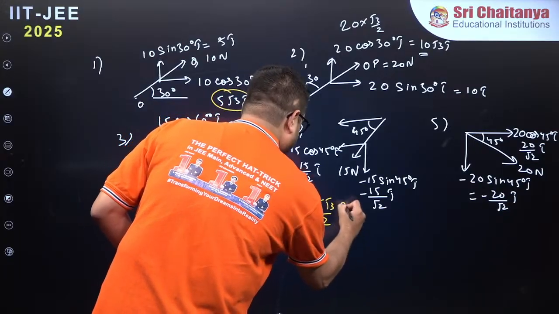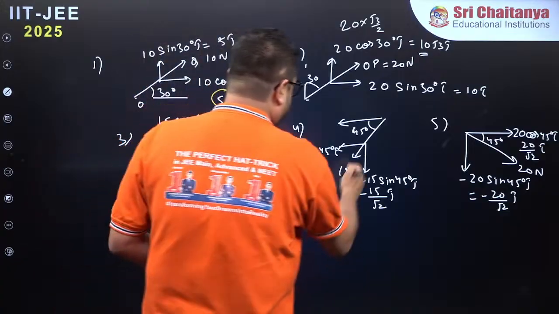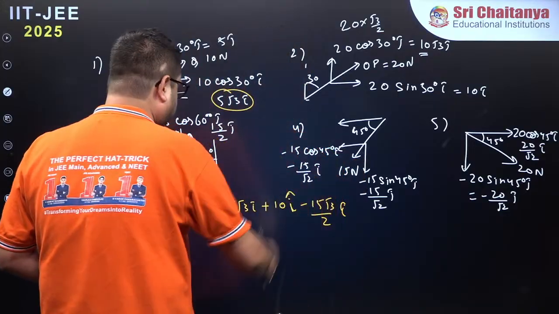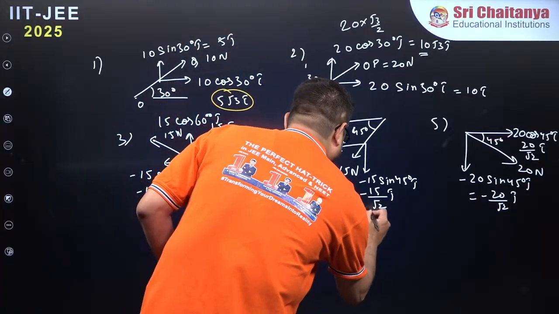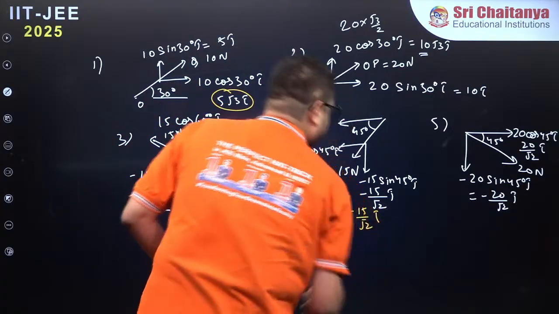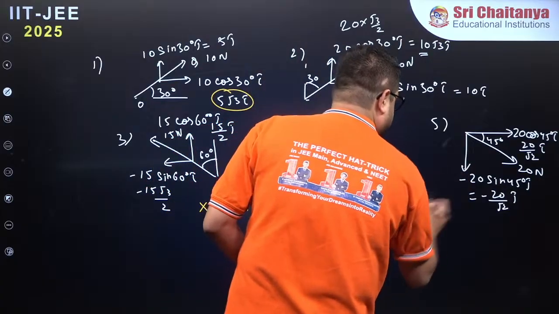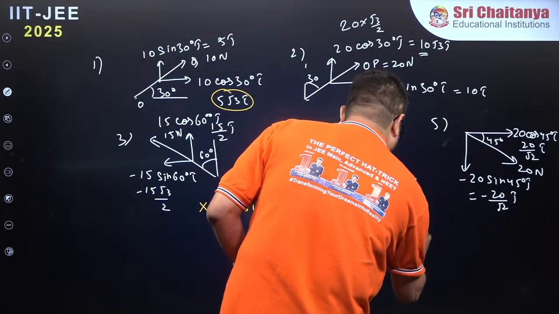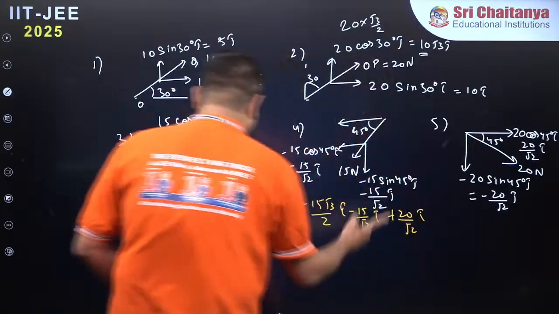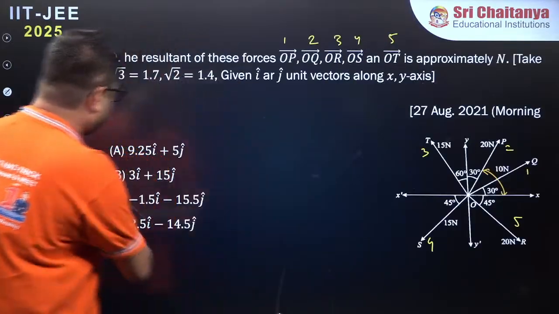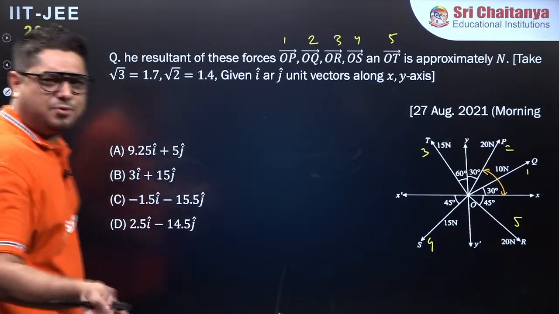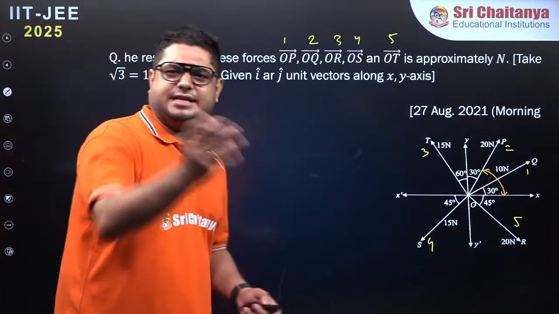i cap, this is what we can write down over here, followed by the value of the fourth vector in the fourth quadrant, which was minus of 15 by root 2 i cap, followed by this, which we were getting as plus 20 by root 2 i cap. So you need to add this up. Similarly, you can add up the y components, isn't it? Because in the answer, they have just given it in the form of y component and x component. There is no need to find out the resultant in the end.